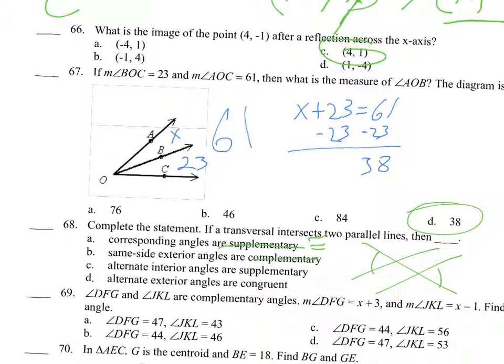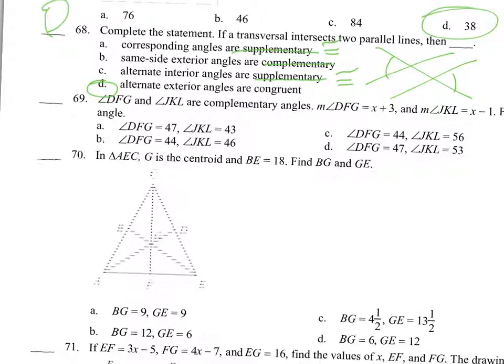Same side exterior. Alternate interior angles are not supplementary, they're congruent. And our answer is D. Alternate exterior are congruent.